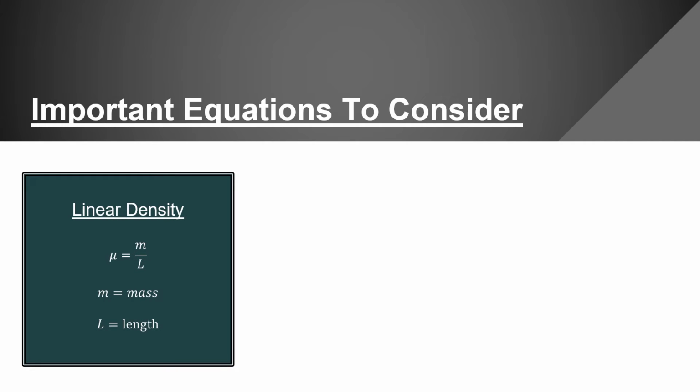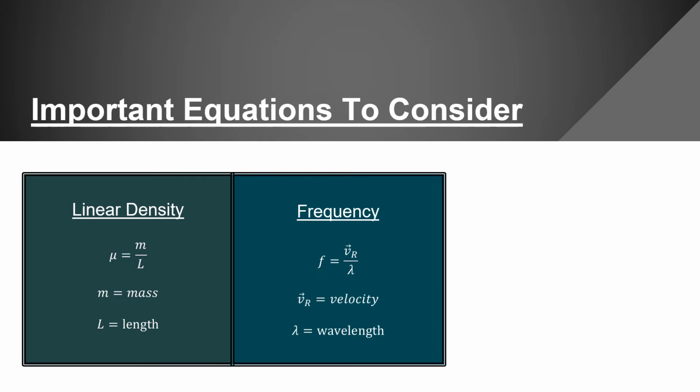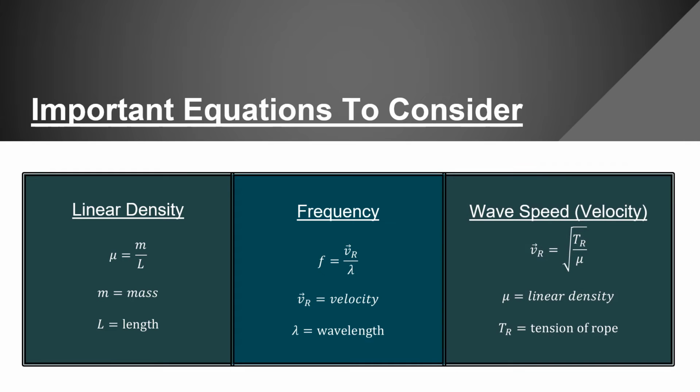So a few important equations to consider. As I mentioned earlier, the linear density is just the mass of an object divided by its length. Frequency is going to be the velocity divided by the wavelength. And the wave speed, which is the velocity, is actually going to be equal to the square root of the tension of the rope divided by the linear density.